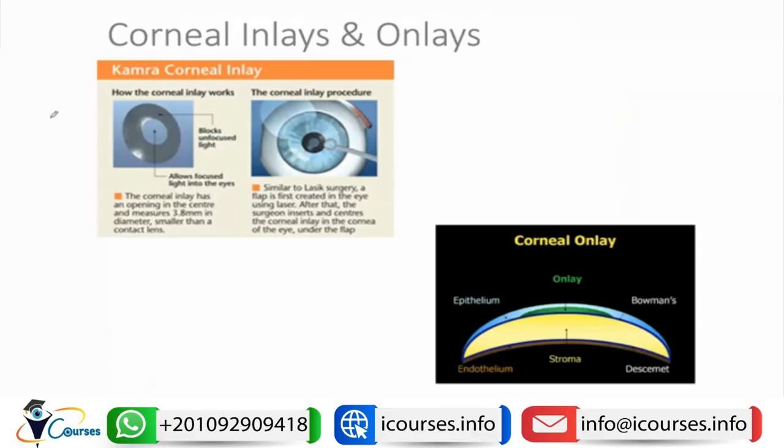Other artificial tissues or membranes have been invented in order to be placed inside the cornea, which are called corneal inlays, or sometimes called corneal onlays. They are tissue that is inserted into the cornea that will make the eye more able to see the near target. So it will increase the refractive power of the central part of the cornea, making it more able to see the near targets. So it will be implanted inside the cornea.